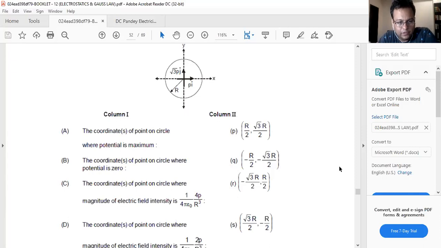The coordinate of the point on the circle. This again is related to Zoom session 3. Coordinate of the point on the circle where the electric field is 4p by r cube.